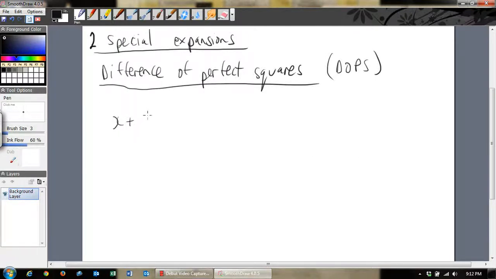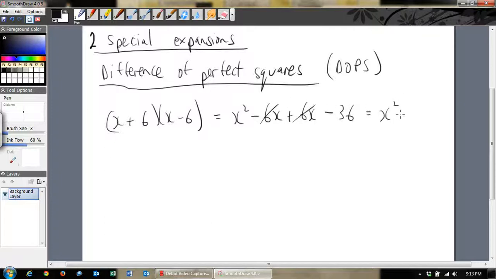Let's expand this: x plus 6, x minus 6. Let's just expand this out quickly. X times x is x squared. X times negative 6 is negative 6x. Positive 6 times x is positive 6x. And positive 6 times negative 6 is negative 36. Now that we've done that, what's negative 6x plus 6x? That just cancels out to 0, and you get x squared minus 36.